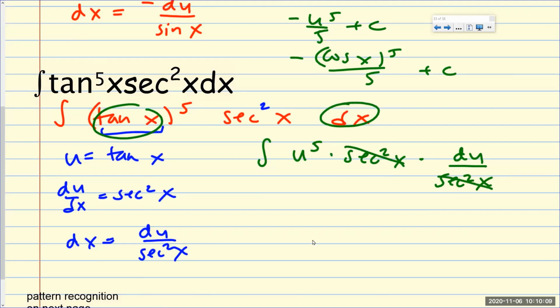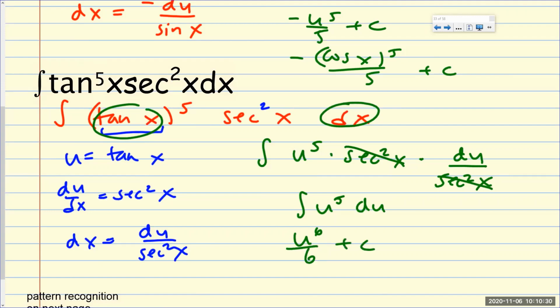My x's need to cancel out, okay? If they don't cancel out, then that means I need to go back and set my u equal to something else, okay? So this would be u to the 5th du, okay? This should be an easy antiderivative, or it should be a reverse power rule problem, or it should be a formula on your formula sheet, okay?